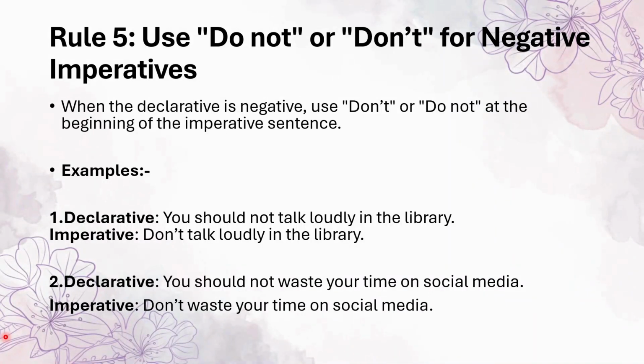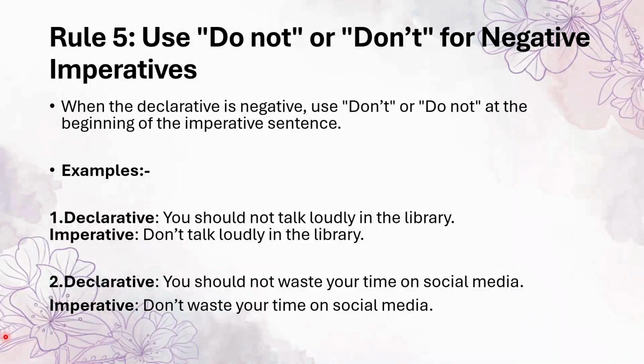You can take more examples, like "you should not eat junk food" becomes "don't eat junk food." "You should not arrive late to class" becomes "do not arrive late to class." These are all negative imperatives that give clear instructions or warnings. If you ever find a sentence that includes "you should not" and it tells someone to avoid an action, that's your clue. Just replace "you should not" with "don't" in your imperative sentences.